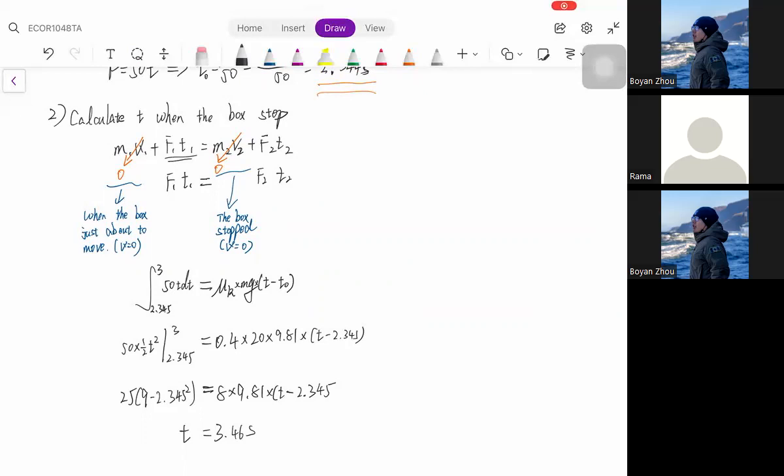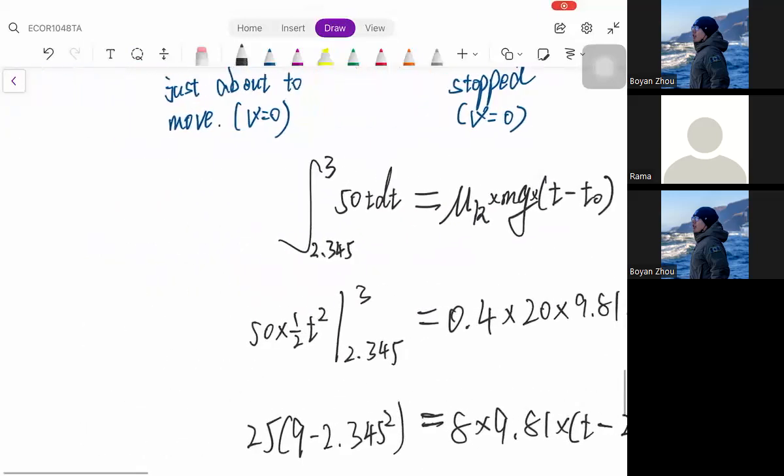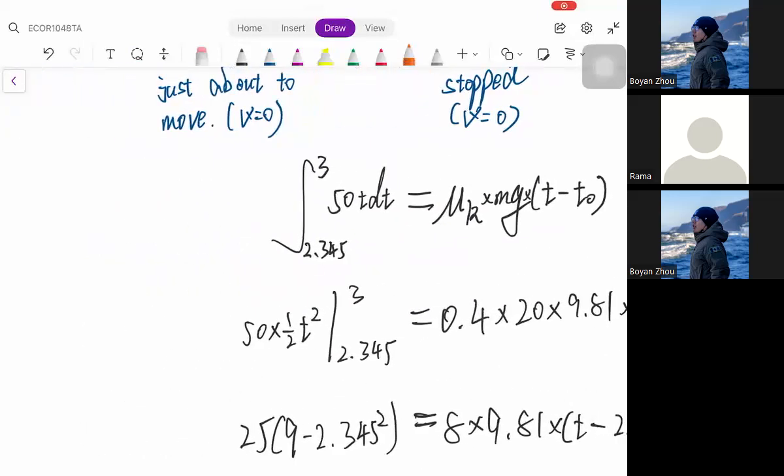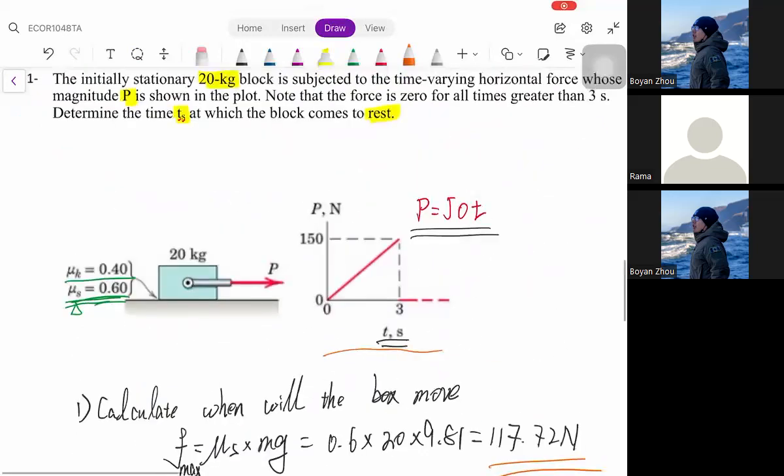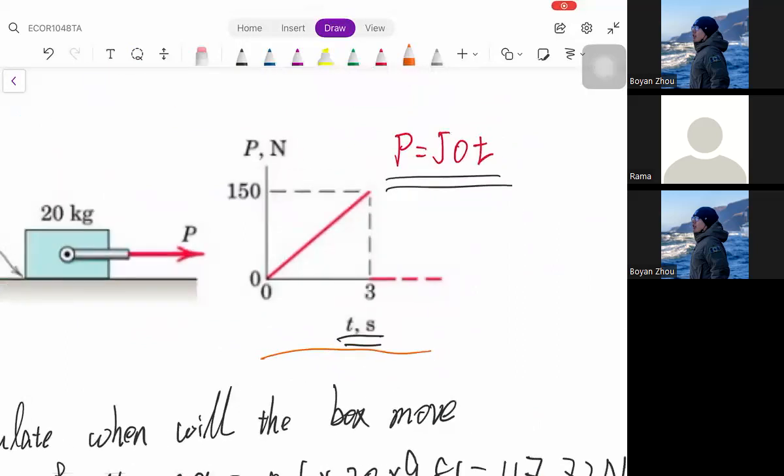Why did you do t minus t0, on the integration here, on the right side? Because we already have the t. If we just forget about the integration now and go back here, what integration does is just finding the area of this part. And at this point it's 2 point something 35.